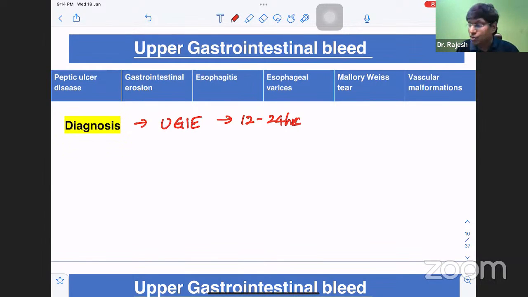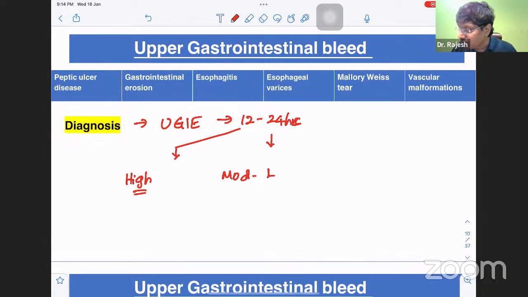Now, when will you do it within 12 hours? In all the high-risk patients, you have to do upper GI endoscopy within 12 hours of arriving in the emergency department. Whereas in the case of moderate to low-risk patients, you have to do upper GI endoscopy within 24 hours.